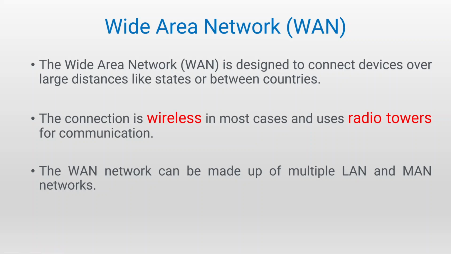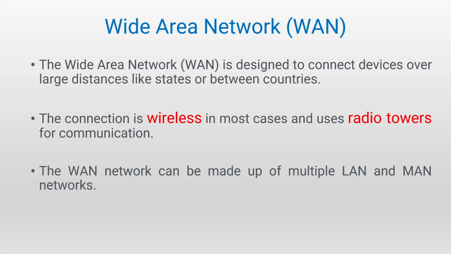Next, wide area network, WAN network. It is designed to connect devices over large distances like states, between countries, even over a continent. The connection is wireless in most cases and uses radio towers for communication. Whereas LAN is wired, this is wireless. Since it has to cover the entire country, wired is not possible.